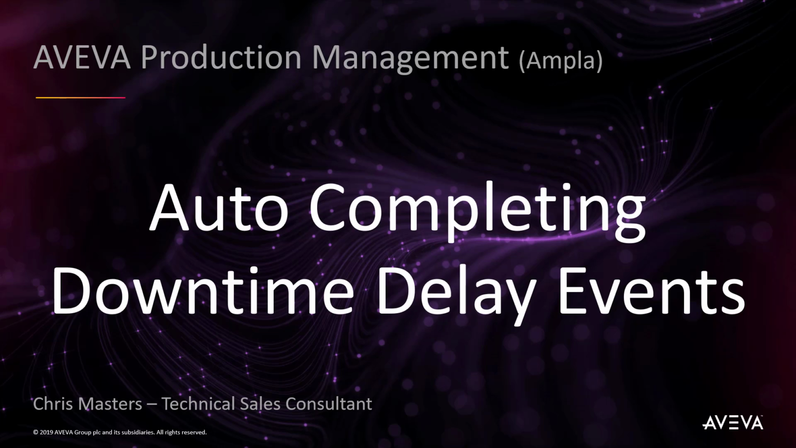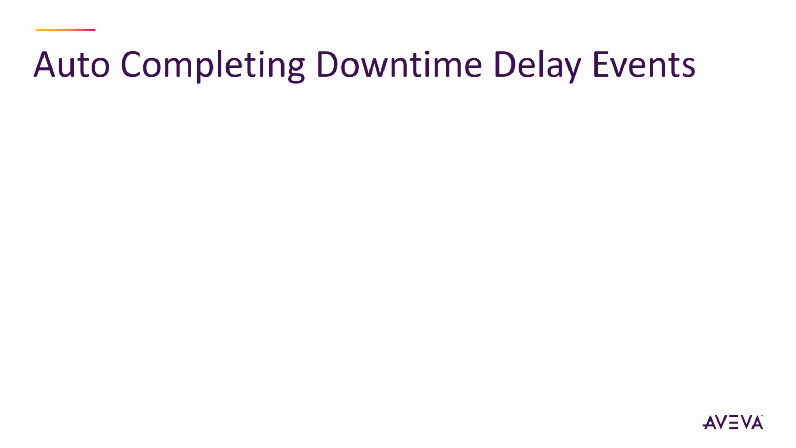In this video, we'll take an in-depth look at how to use the event record auto-completion capability in AVEVA Production Management, formerly known as Ampla. If you're capturing asset or process area delay events using Ampla, it may be worth looking into the use of the decision matrix functionality within the product to auto-complete some of these events. Auto-completion of delay events can reduce manual data entry as well as improve the quality of the resulting data.